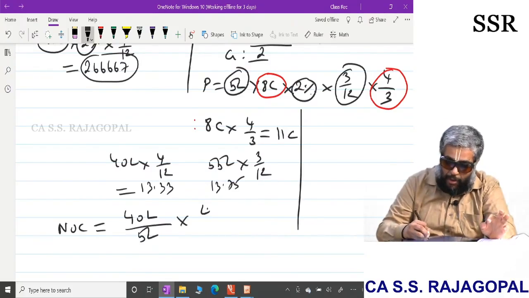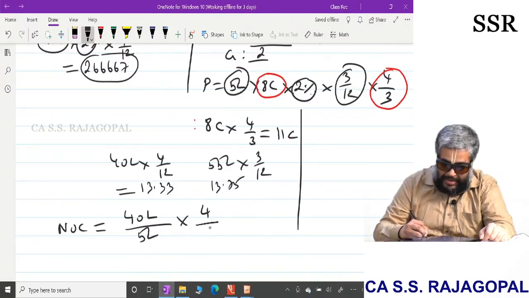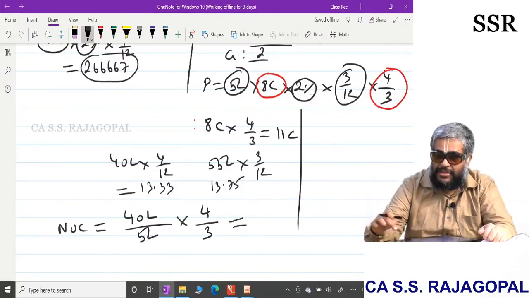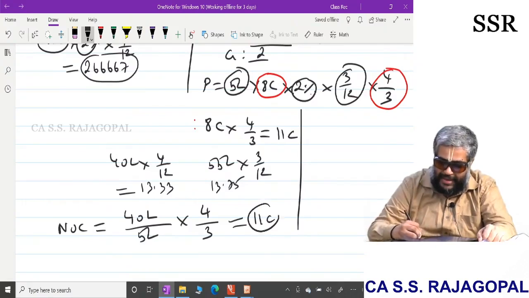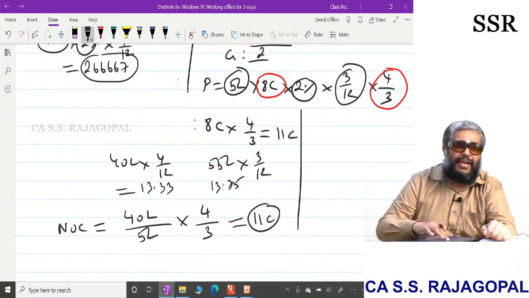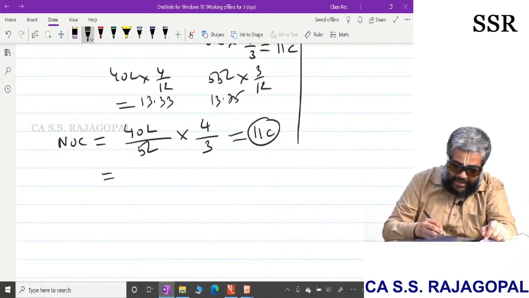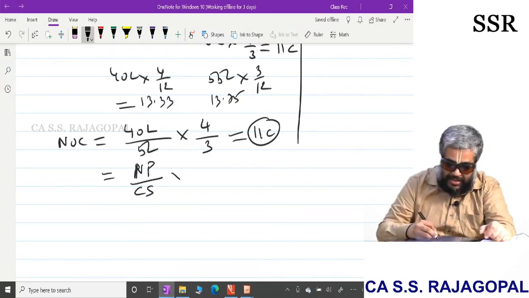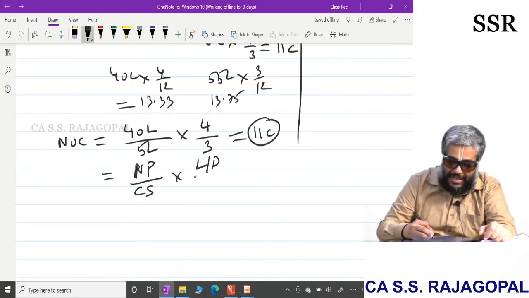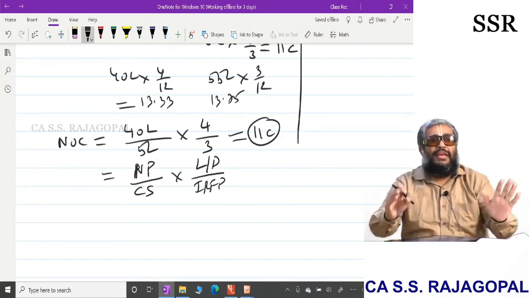But my loan period is 4 and the futures period is 3. So the number of contracts to be selected is 40 divided by 5, 8, into 4 divided by 3, which works out to 10.6 or so. Here rounding off happens, 11 contracts. Everybody understanding? To put it simply, I can say the notional principal amount divided by contract size, into loan or deposit period divided by interest rate futures period, is going to give me the number of contracts.